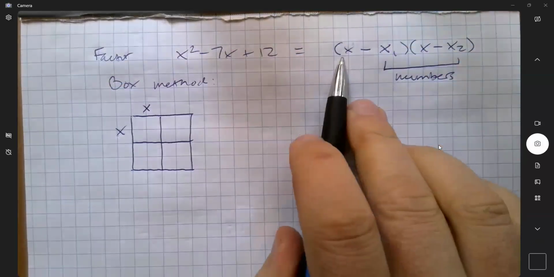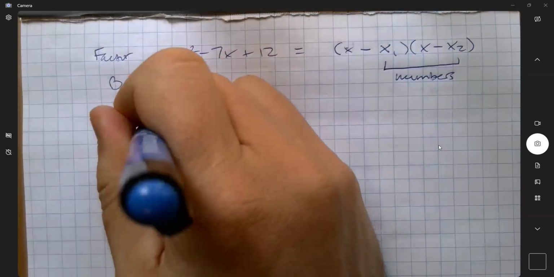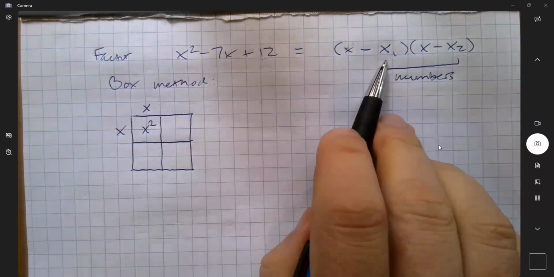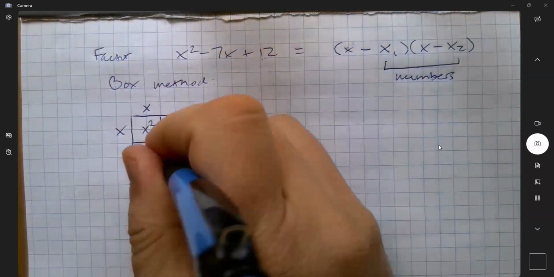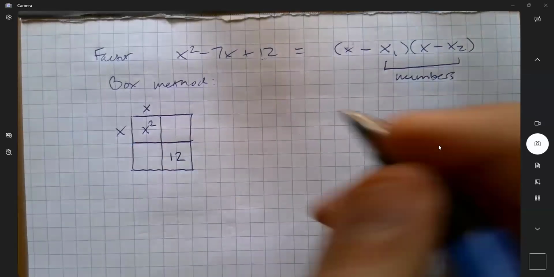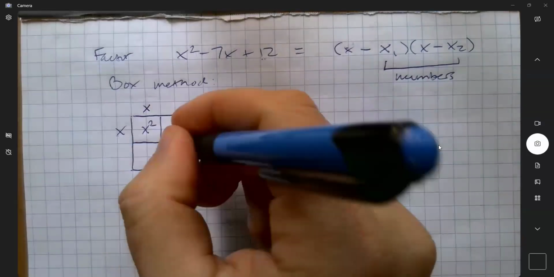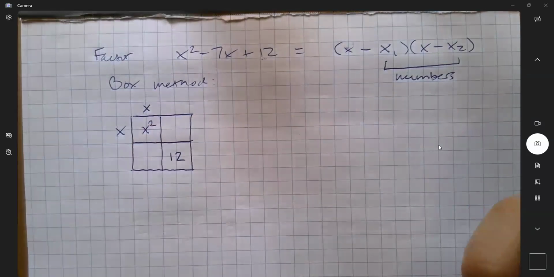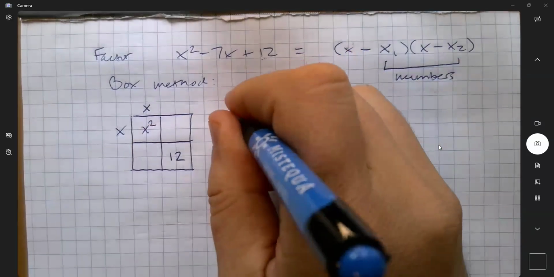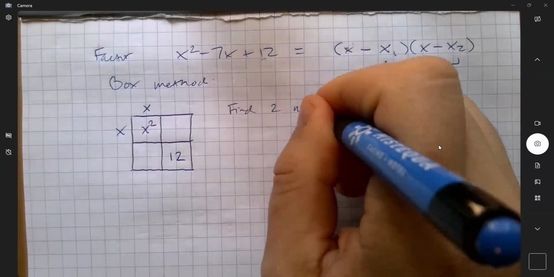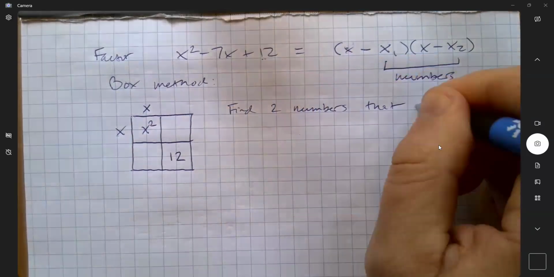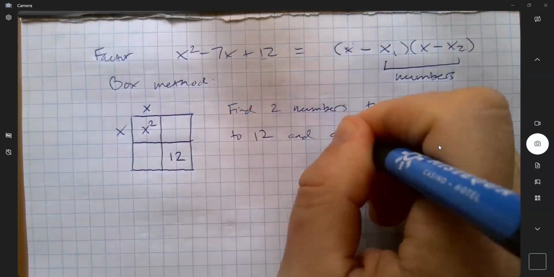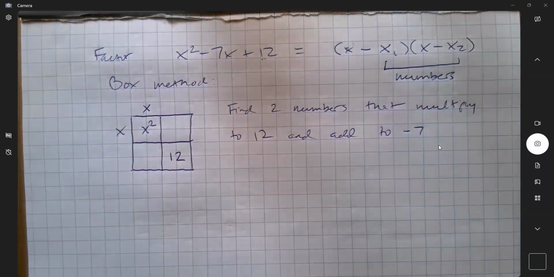But I know if I were to multiply it out, I'd have x times x, which gives me x squared. And then this constant term 12, that comes by multiplying the x1 times the x2. So I can put 12 there. And then the negative 7, it has to come from these two pieces here, because there's going to be an x term here and an x term here. And so what I have to do is I have to find two numbers that multiply to 12 and add to negative 7.